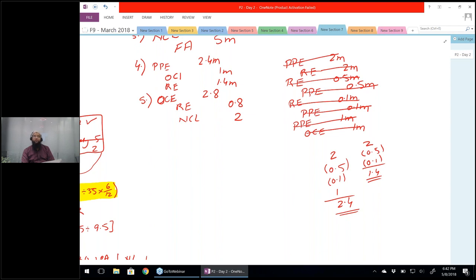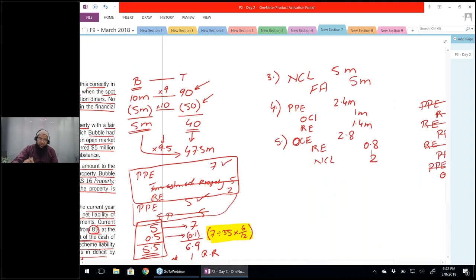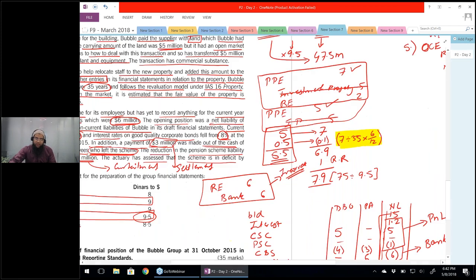Any confusion so far? Okay, that's good. So now all adjustments are done except for the impairment, for which we will be covering working number 2 first. So let's move on to the new slide.